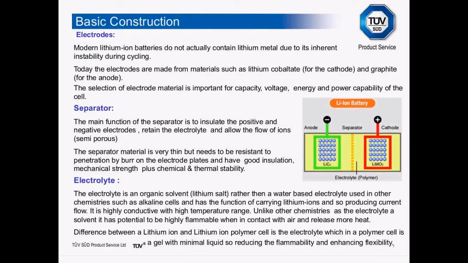Often you'll hear the words lithium ion and lithium ion polymer. So the question is, what is the difference between these two types of cell? Basically it's the electrolyte, which tends to be in a polymer cell more of a gel, so has minimum liquid, which has the effect of reducing the potential for flammability. And also it's often used in pouch cells, and as mentioned before, this enhances the flexibility of the cell over traditional cell manufacturing processes.